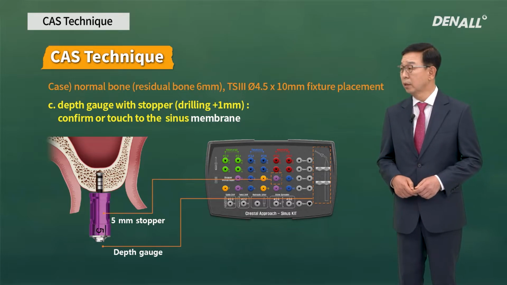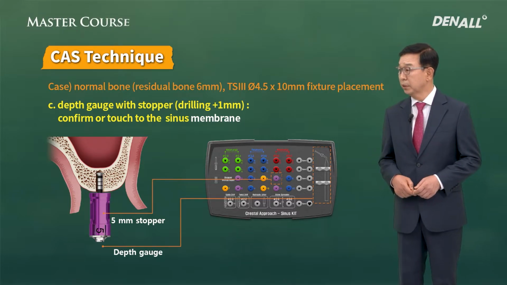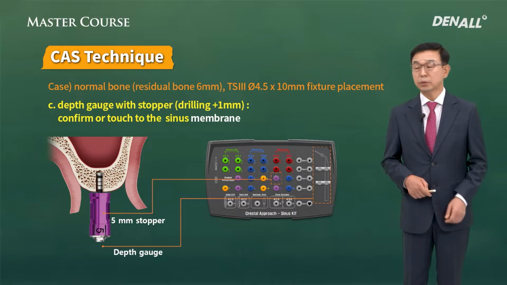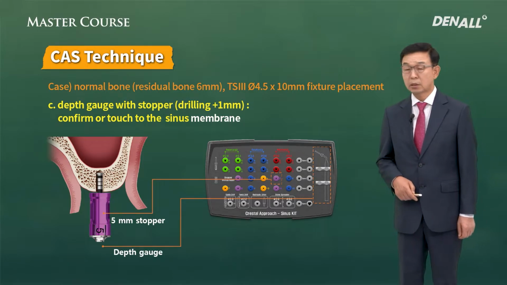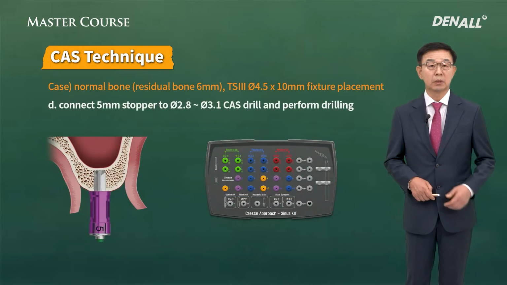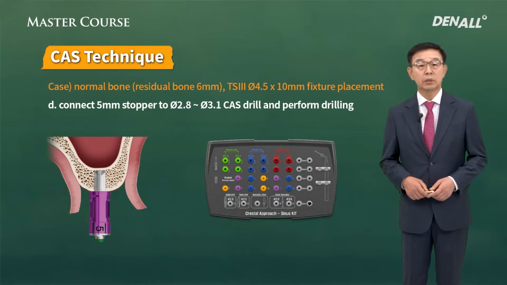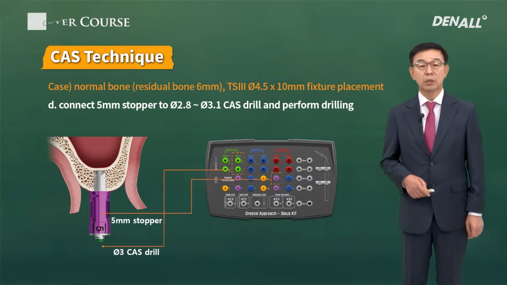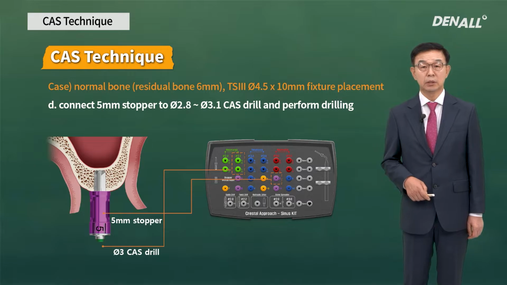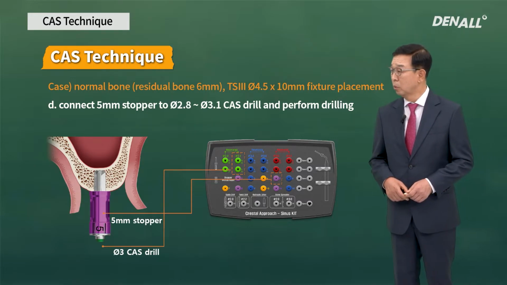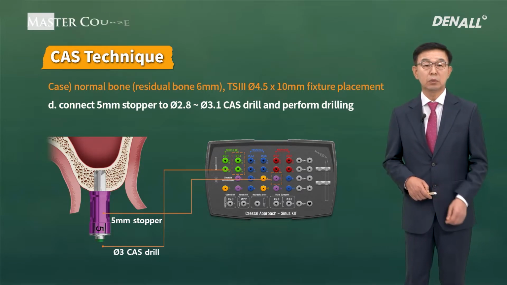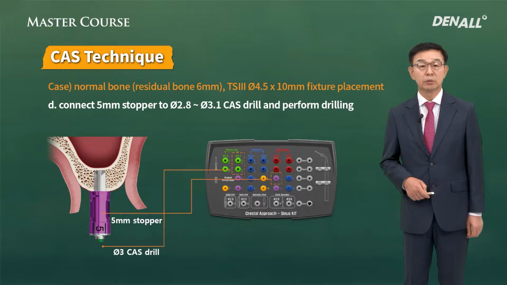If you are a beginner and have difficulty noticing the tactile sense you get when the sinus floor is penetrated, if you use 1 mm longer stopper and check, you can check the sinus floor fairly safely. Next, depending on the surgeon, in 2.8 or 3.1 CAS drill, 5 mm stopper is used and drilling is done. Depending on patient's bone density, it may vary. However, drilling is done slowly, about below 800 RPM.